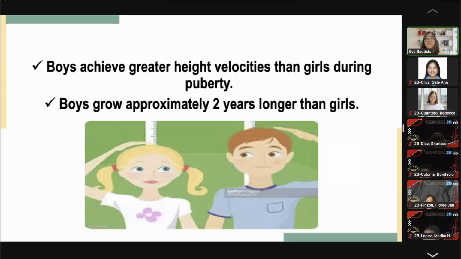So boys achieve greater height velocities than girls, okay, during puberty, okay, although at a later time. And boys grow approximately 2 years longer than girls, okay, so that overall, the average height of adult men is taller than compared with the adult women because of these two factors, okay?